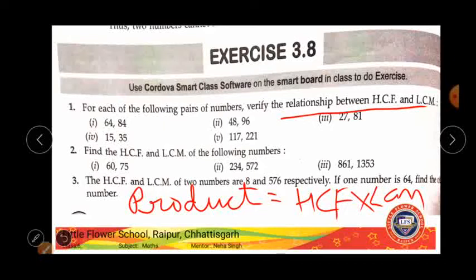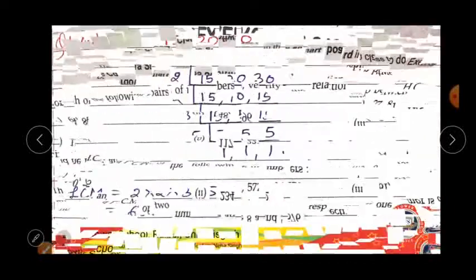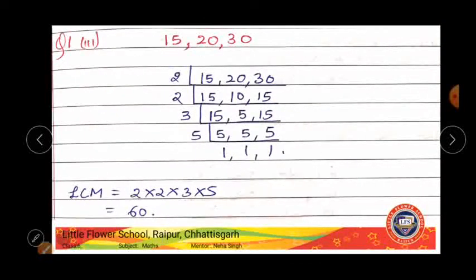This is the relationship we had seen: the product of two numbers equals the product of the HCF and LCM. Okay, so let us see how we are going to solve.